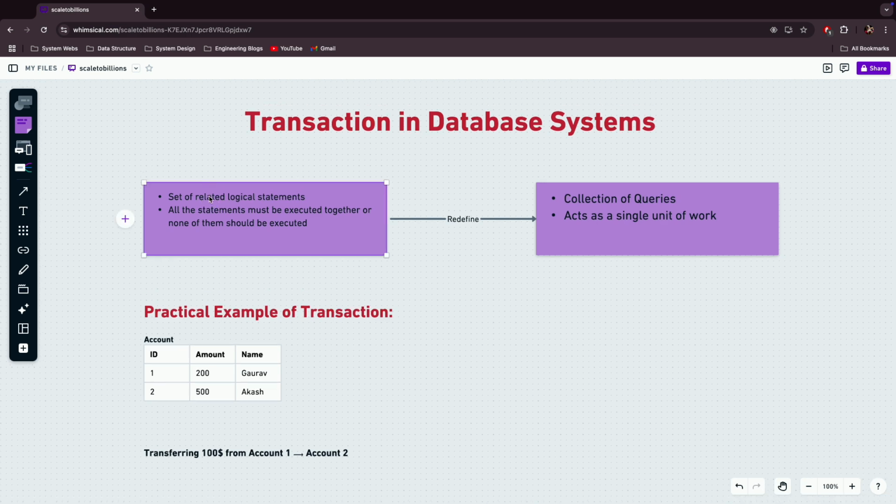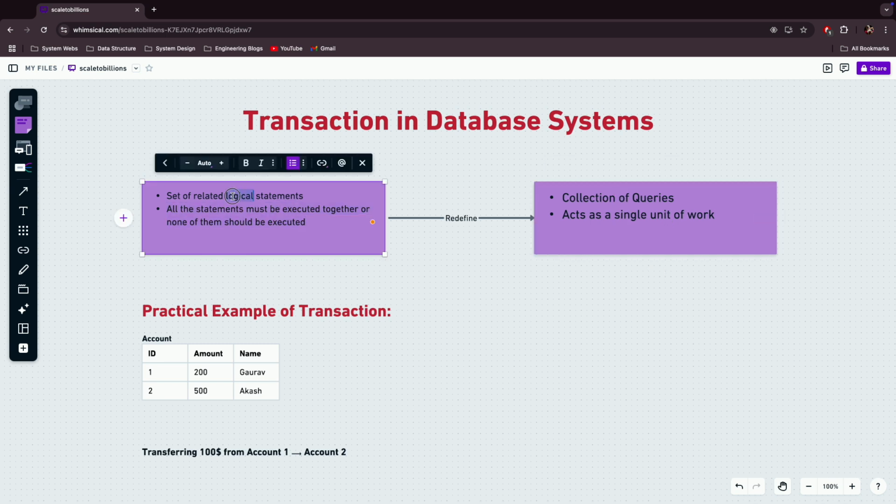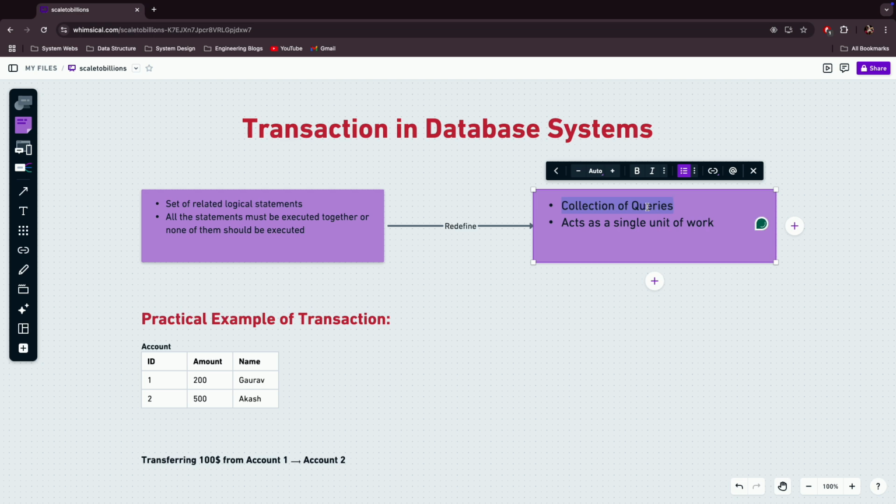We have learned transaction is nothing but a set of logical instructions, and all the statements must be executed together, or none of them should be executed. So this is how we define transaction. To redefine it in simpler terms, related logical statements is nothing but a collection of queries. You can say SQL queries. And when we say executed together, we can more appropriately say it acts as a single unit of work.